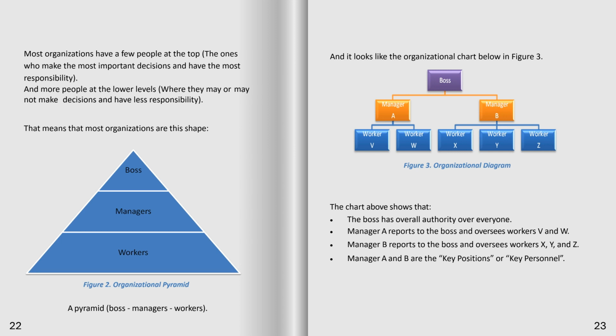The chart above shows that the boss has overall authority over everyone. Manager A reports to the boss and oversees workers V and W. Manager B reports to the boss and oversees workers X, Y, and Z. Manager A and B are the key positions, or key personnel.